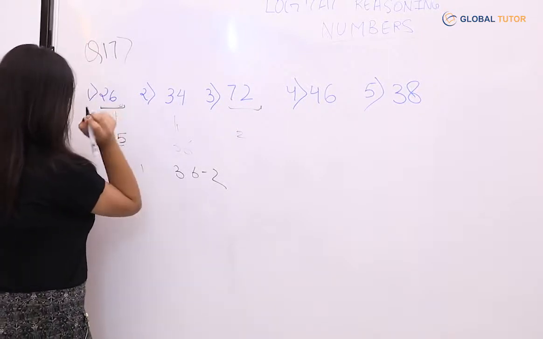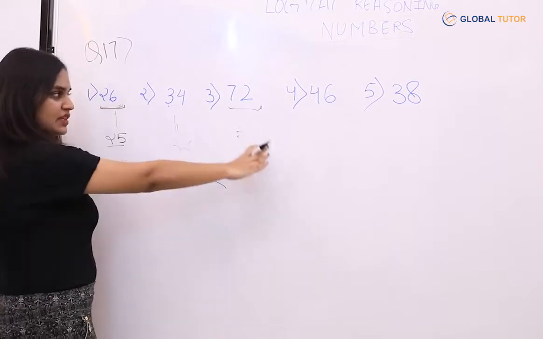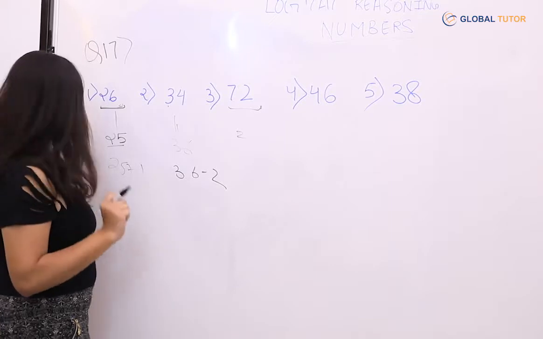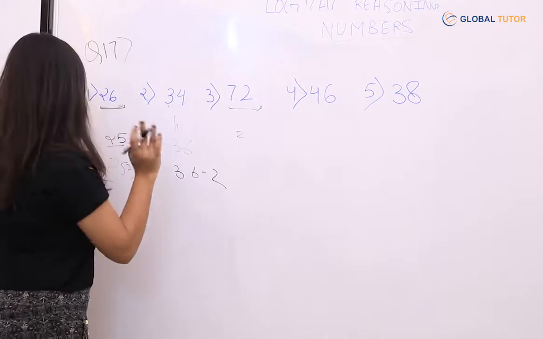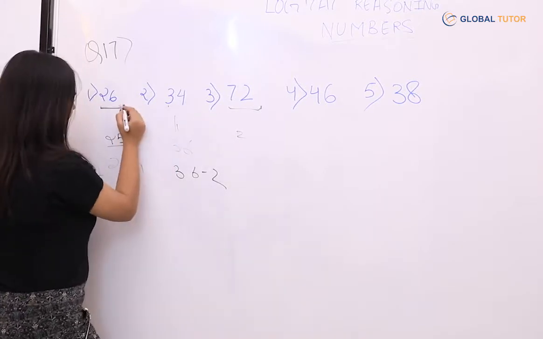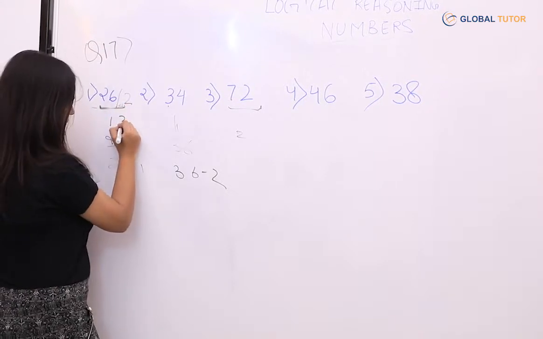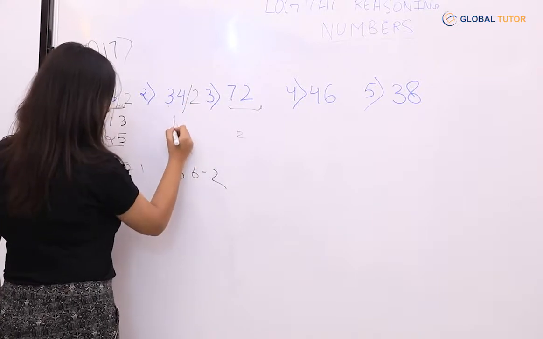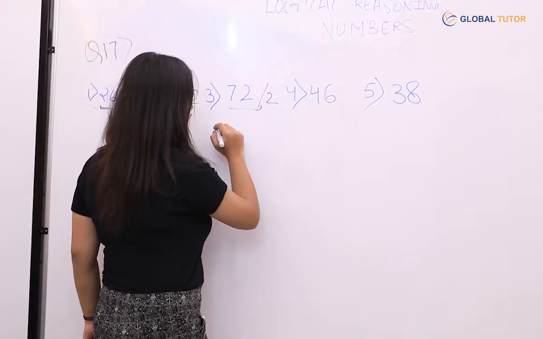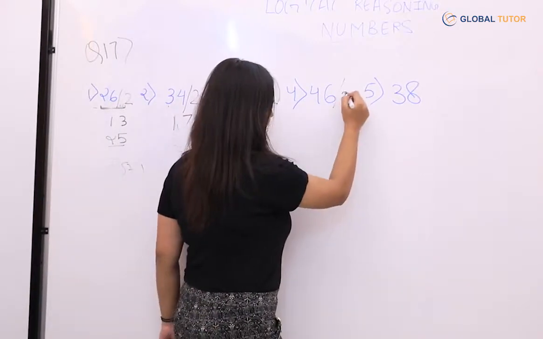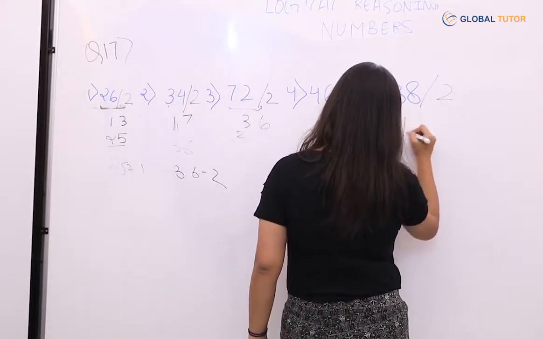So let me try and explain it in a better manner. We have 26, 34. All of these are even numbers, aren't they? So if they are even numbers, they will definitely be divisible by 2. That's the basic understanding, and we all know that. We don't need any divisibility rule to tell us that, although that is the divisibility rule, but okay. 26, you divide it by 2, you get 13. 34, divide by 2, you get 17. 72, divide by 2, what do you get? 36. 46, divide by 2, you get 23. 38 divided by 2, and you get 19.